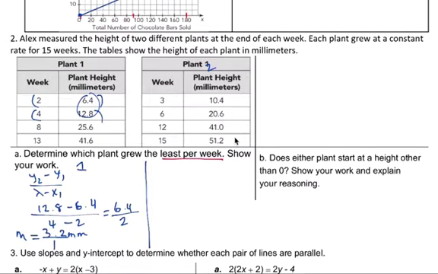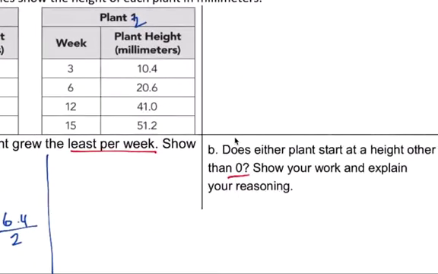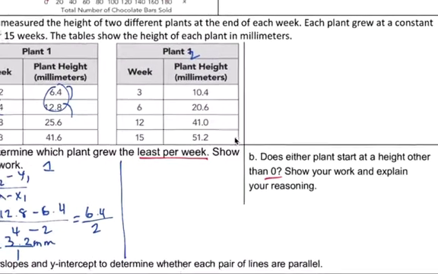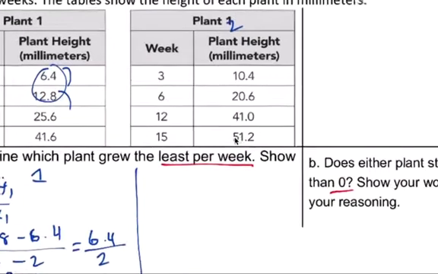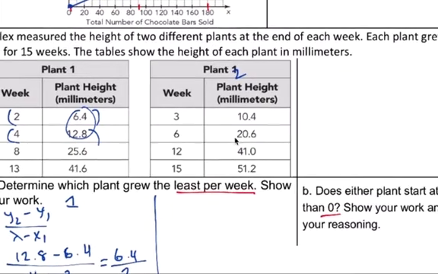Does either plant start at a height other than 0? Okay, let's find the height where it starts for each plant. Plant number 1, that's the y-intercept. Okay, the y-intercept is where the plants start. Like when we go to Home Depot, buy a plant, put it in our garden, right? We don't use seeds. Seedlings. Okay, when the height is 0, it's not there.